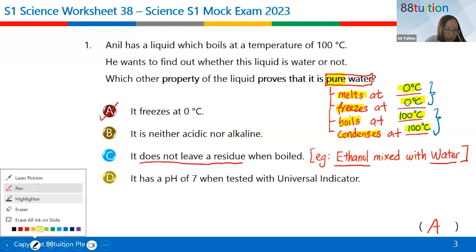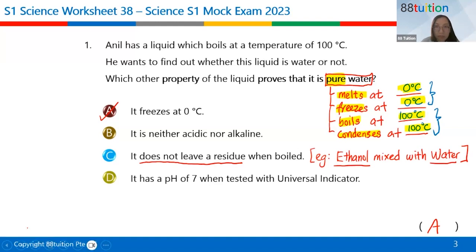All right, so that will determine that a substance is really pure and not a mixture. Please don't tell me that is a pure mixture. There's nothing called a pure mixture. A mixture cannot be pure. A mixture is already something mixed with something. So the answer is A. Any questions so far? Okay, if not, then we go on.